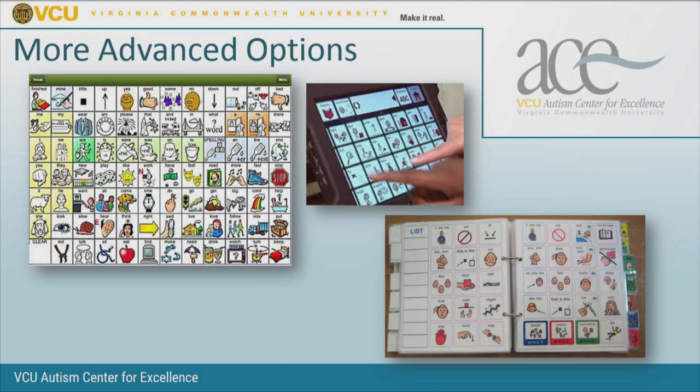Here's just a snapshot of some more advanced options. Some of these might be available on apps or computer programs, but even the one on the bottom right is a pretty advanced system, and it's all paper. You can see there's color-coded tabs on the side, and this student knows exactly where they need to go in order to communicate using that kind of system.